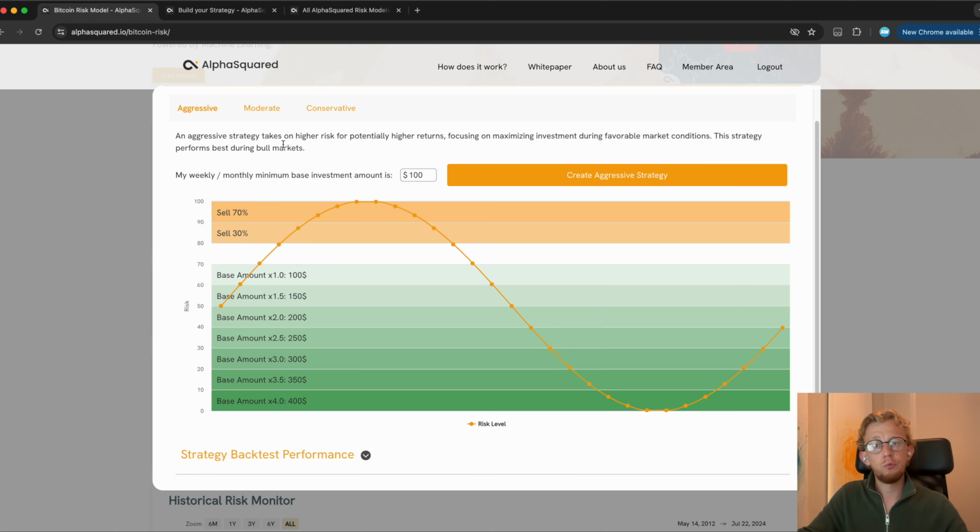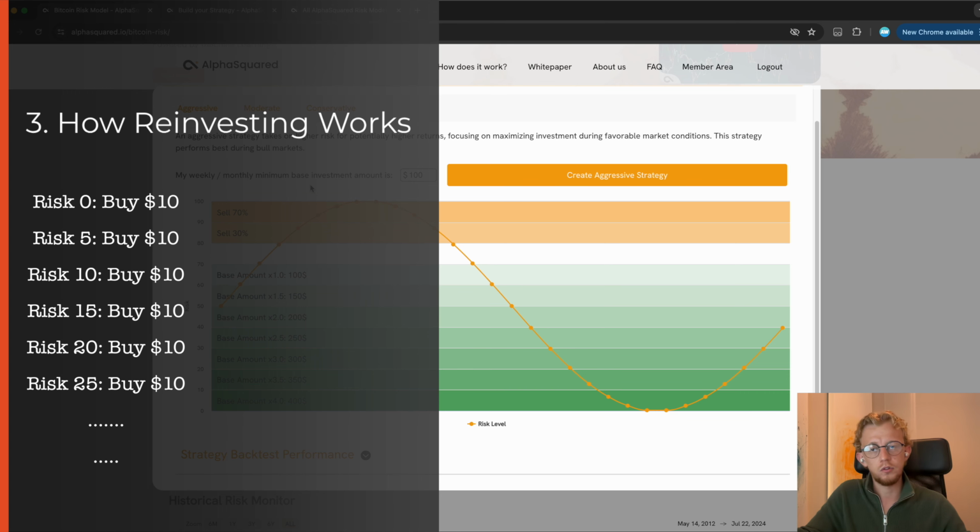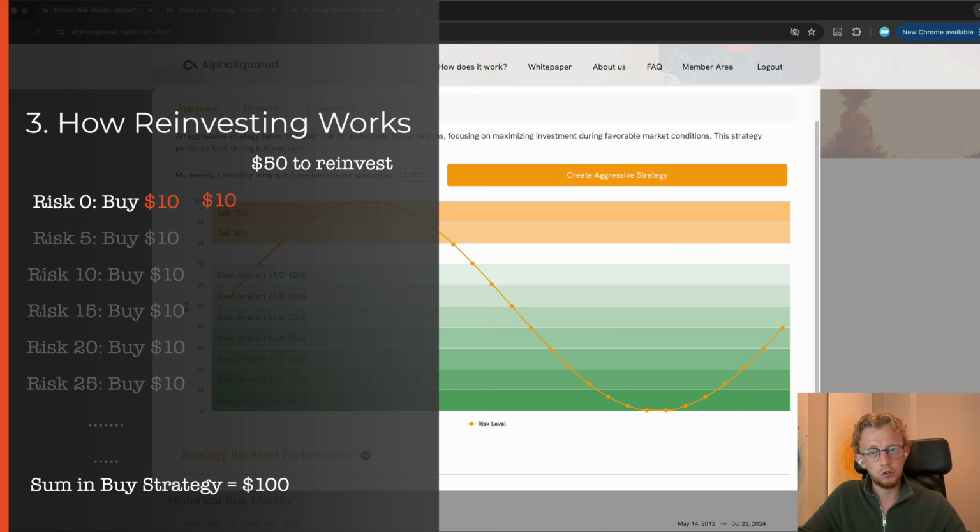Now, you might wonder how reinvested amounts are distributed across your buy strategy. Well, imagine you have a really simple strategy, one that involves investing $10 at 10 different risk levels, totaling $100 in your buy strategy. Now, if you have $50 to reinvest from profits that you made, you would distribute those $50 proportionally across your buy strategy. So for the first risk level in your strategy, $10 of $100 is 10%. $50 times 10% is equal to $5 to be added to the investment at that risk level.